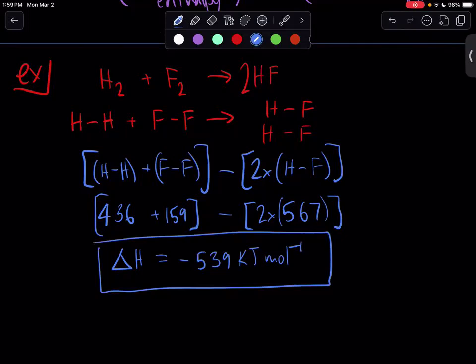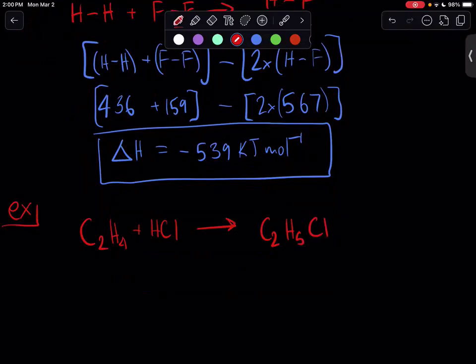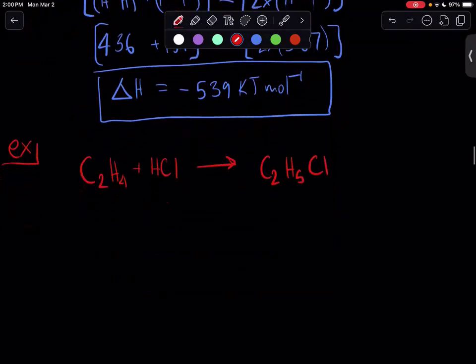Now, on your DP exam, you may see something a little more complicated. So let's go ahead and try one of those more complicated reactions. In this one, we're going to do ethene, which is C2H4, plus hydrochloric acid, HCl. We're going to keep these in the gaseous state so we can refer to our bond enthalpy values. We're going to react this to produce chloroethane, C2H5Cl. One of the best things to do is draw these out so you can see what each bond looks like. The only way to draw this diagram looks like this.